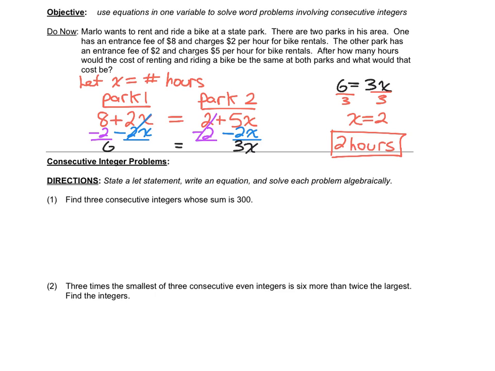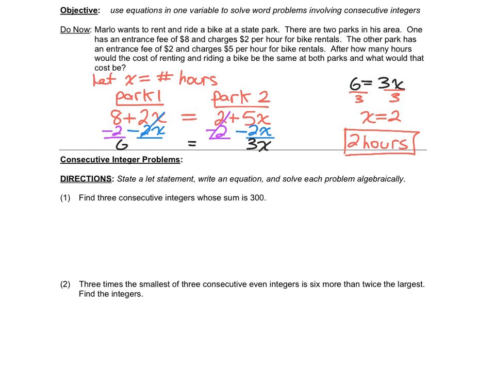All right, it says find 3 consecutive integers whose sum is 300. Now, the important thing is you have to know what an integer is, all right, and you have to know what it means to be consecutive. Consecutive means one after the other, if you didn't know. One directly after the other.